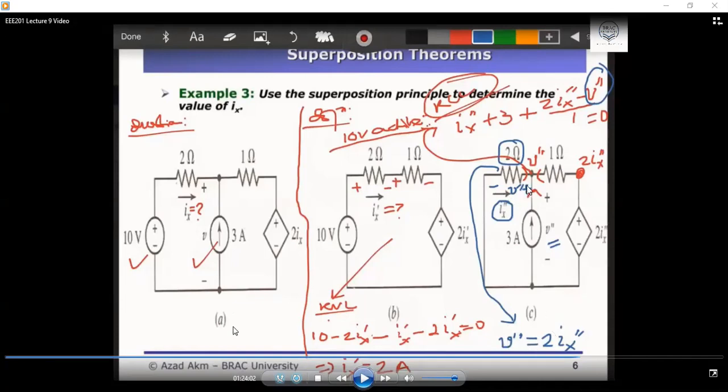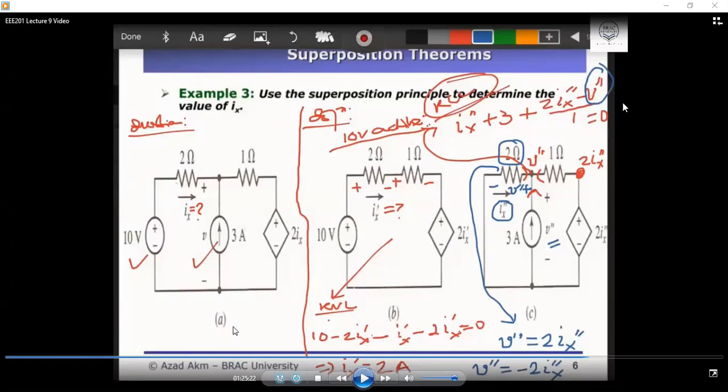Absolutely good. Because this is positive, this is negative, but the current is going from the negative to the positive. That's why the relationship is negative. Excellent. So V double prime equals minus 2 Ix double prime. It is written there with the minus. So V double prime equals minus 2 Ix double prime. Now you have to substitute this V double prime over here in this case.